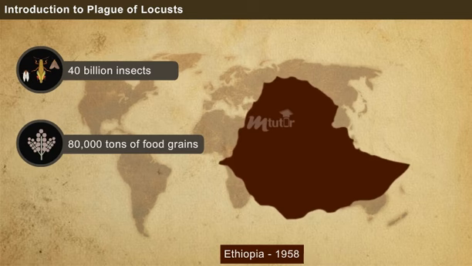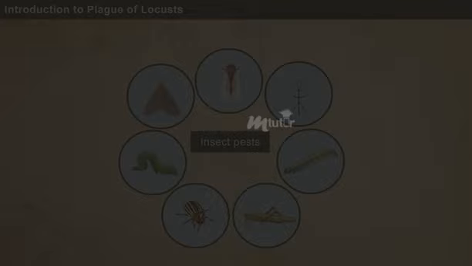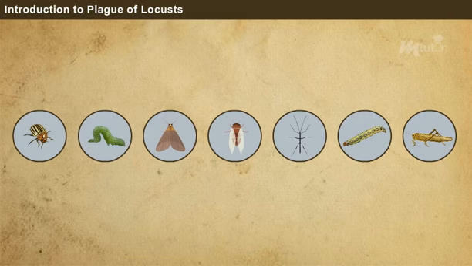Wasn't it shocking to know the history of locusts and their devastating disaster, which is an alarming factor even today? These tiny insects called locusts fall under the category of insect pests. In this lesson, we shall be learning about insect pests and the diseases caused by these organisms.